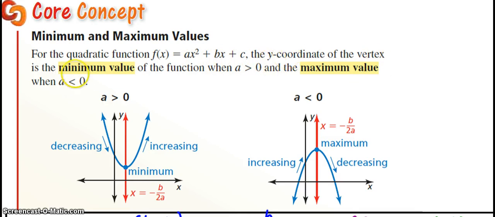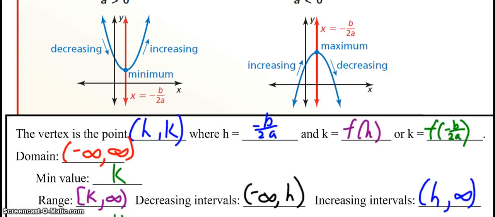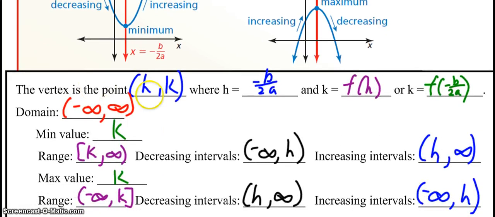the y-coordinate of the vertex is the minimum value. We talked about that. And that is if a is positive, because if a is positive, then it opens up and it has a minimum. And then it's the maximum value if a is negative, because then it has a maximum. The rest of this stuff is things that we've talked about before. The vertex is the point h, k. We find h by doing the opposite of b over 2a. We find k by plugging in h to the function, or by plugging in opposite of b over 2a to the function. That's the same thing, it's just two different ways to write the same notation.